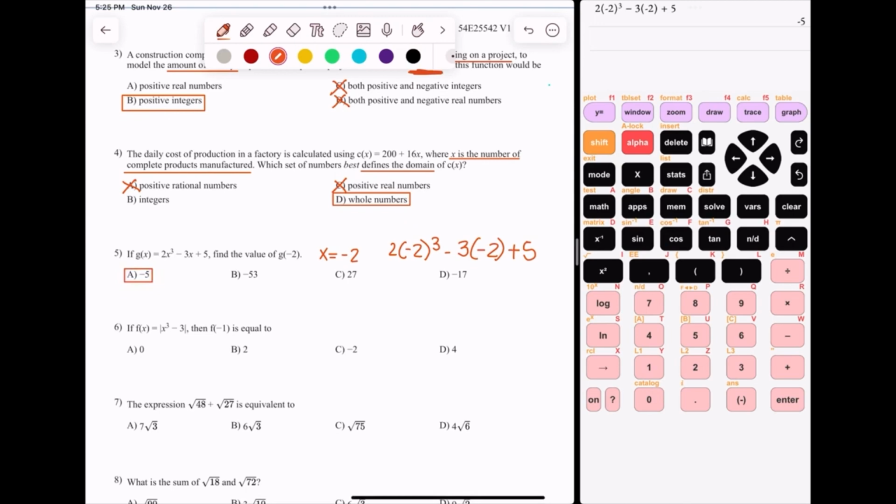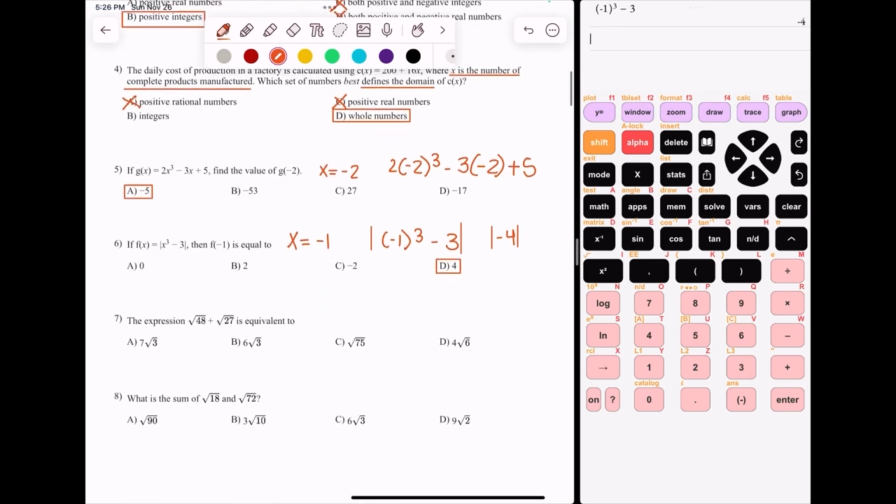6. If f of x equals the absolute value of x to the third minus 3, find f of negative 1, meaning that x equals negative 1, and we want to know what would be the answer right here. All right, I can't do absolute value on this calculator, but let me type in the inside of the expression. Remember, I substituted in negative 1 for x, and I end up getting absolute value of negative 4. Remember, absolute value means how far is a number from 0, so how far is negative 4 from 0? It's 4 places away.